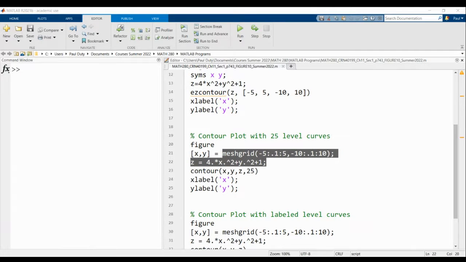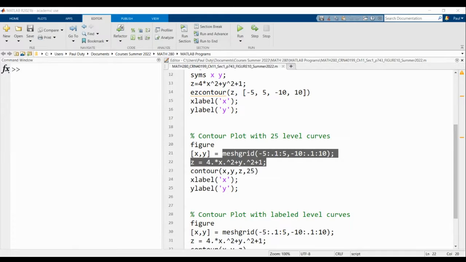So when I want to draw 25 level curves, I'm going to create a mesh grid. Think of an x-axis and a y-axis. X goes from -5 to 5, y goes from -10 to 10, and I'm using a skip factor of 0.1. You'll notice that when I type the z in, I have dots: z equals 4 dot times x dot squared plus y dot squared plus 1.